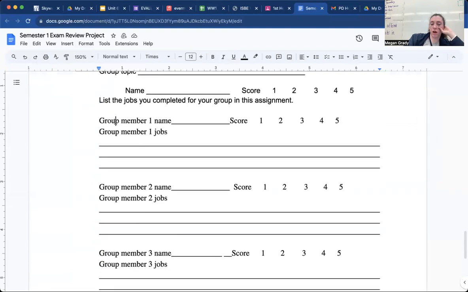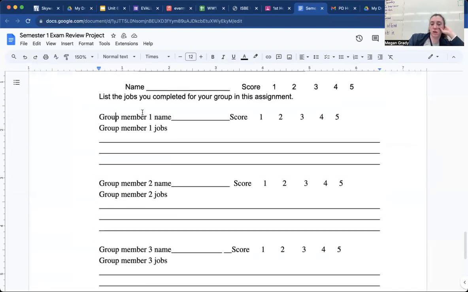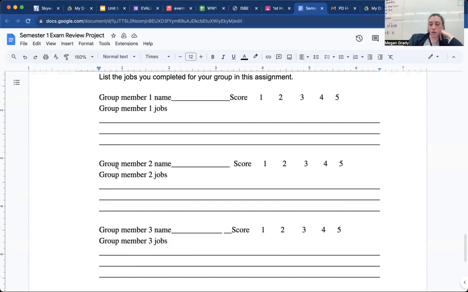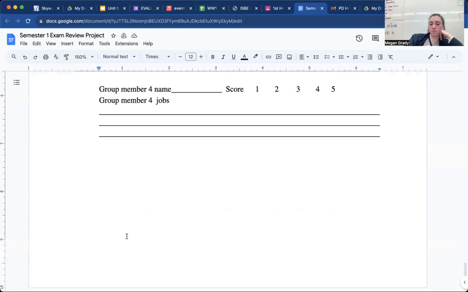Then you're going to rate your group members. So you'll put your group member's name. So if I'm in a group with Miss Thorpe, I'll put Miss Thorpe's name here, and then I'll rate her performance in how helpful she was with group work on a scale of 1 to 5, right? And then I'll put what she did to help with the group project. Does that make sense, right? And you'll do that for all the rest of your group members there.